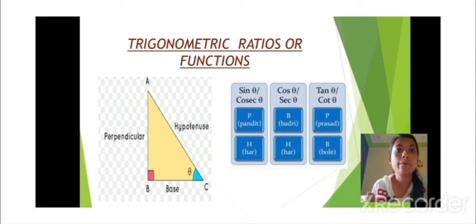Then how will we derive sine theta? Sine theta is perpendicular upon hypotenuse, cos theta is base upon hypotenuse and tan theta is perpendicular upon base. You can see there AB is perpendicular and AC is hypotenuse, so AB upon AC is sine theta. We will derive the value of theta from these values. You can make a trick to learn these formulas, like you can use this trick, Pandit Badri Prasad Har Har Bhole.